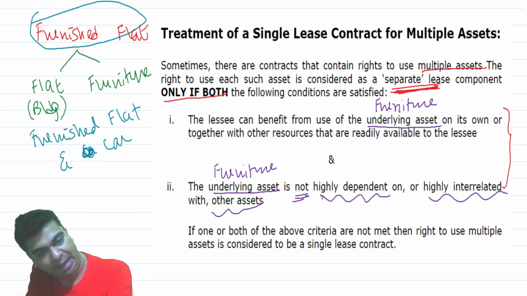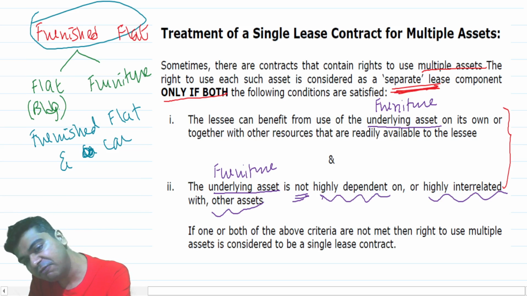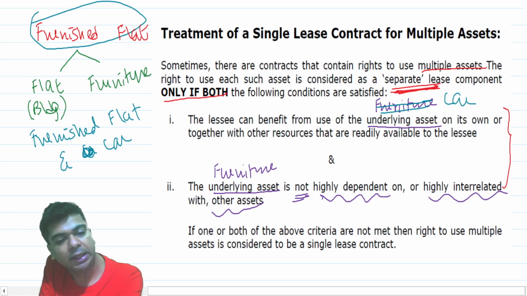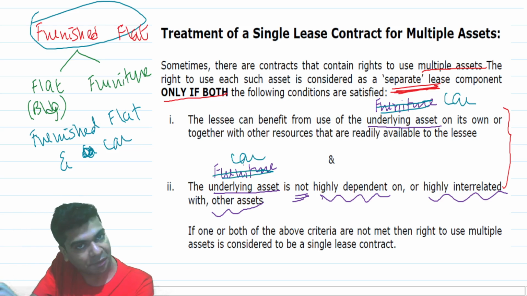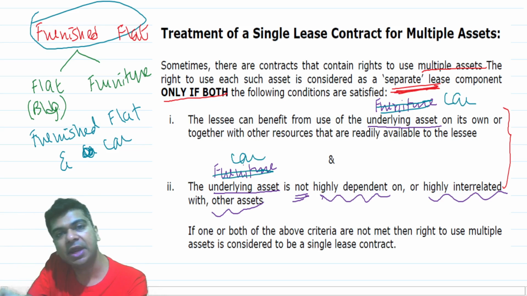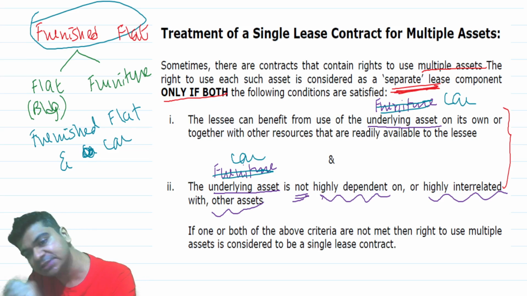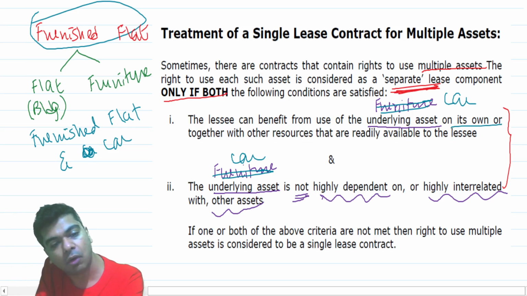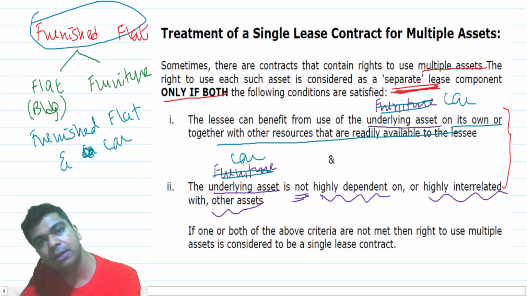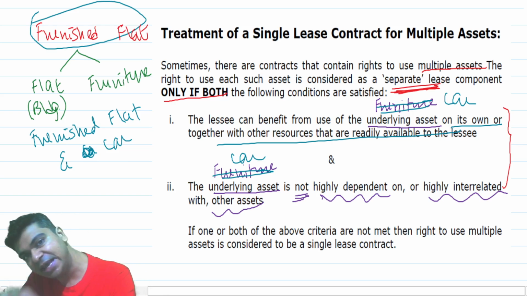Okay, once again, apply these conditions. Instead of furniture, change it to car. Here also change it to car, right? It is a single lease contract. In the single lease contract, I am getting a furnished flat as well as a car. Now, can I use the car on its own or with resources readily available? The answer, of course, is yes, right?